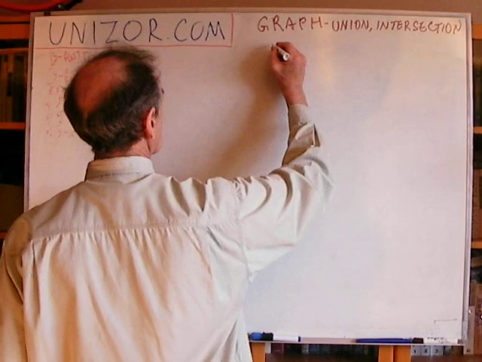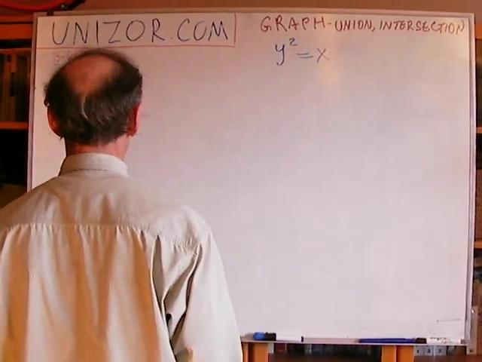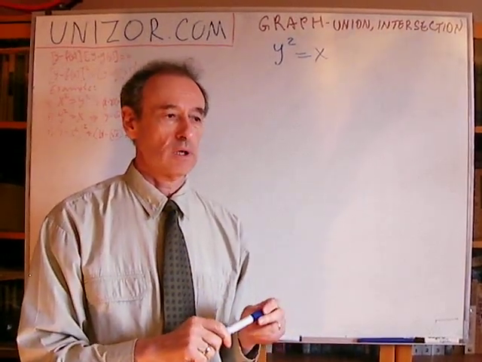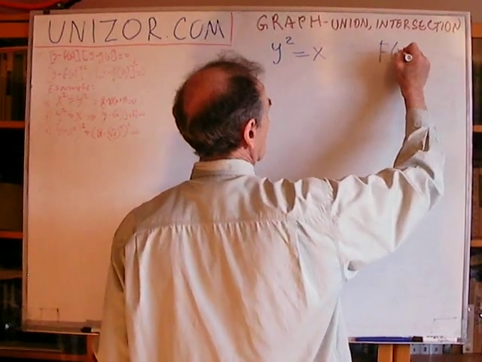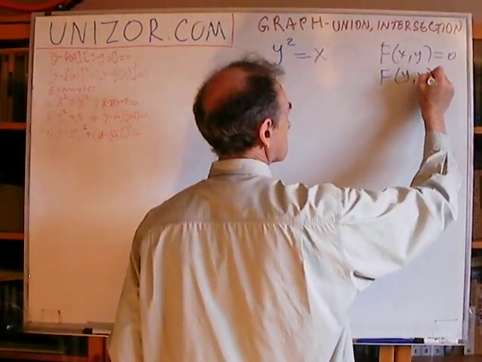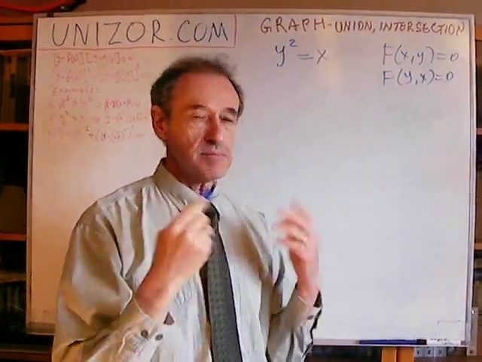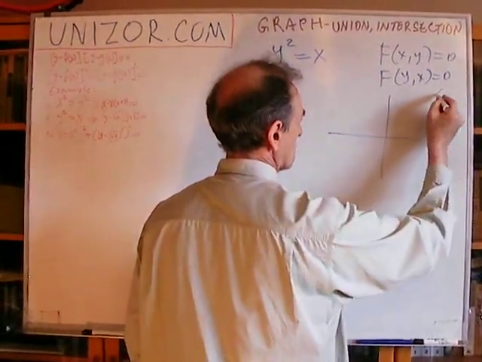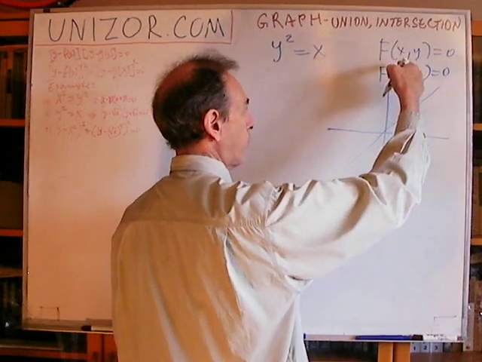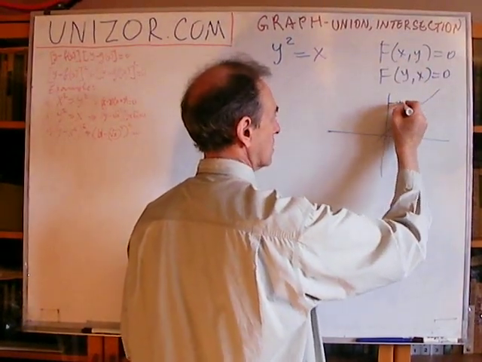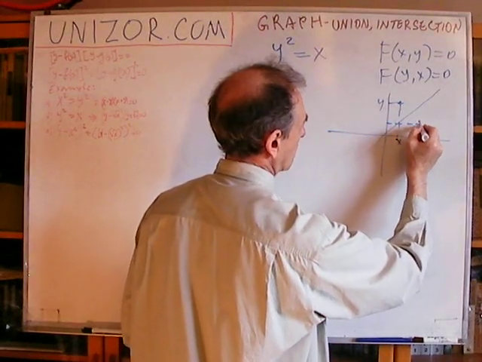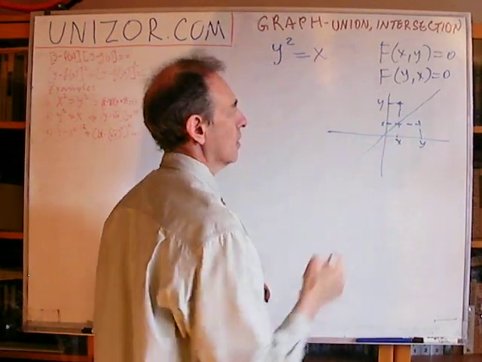Okay, second example is y squared equals x. I think I was talking about this: if you have a graph of the function f of x, y is equal to 0, and you exchange the x and y places, and you put f of y, x is equal to 0, then these two graphs will be symmetrical relative to the main bisector of the angle of the first and the third quadrant. Because whatever point x, y, let's say, this is x, and this is y, if it belongs to this graph, then the symmetrical point, so this is y and this is x, belongs to this particular graph.